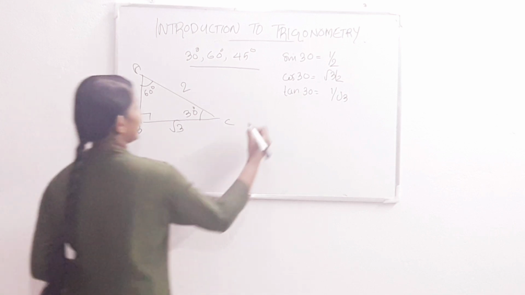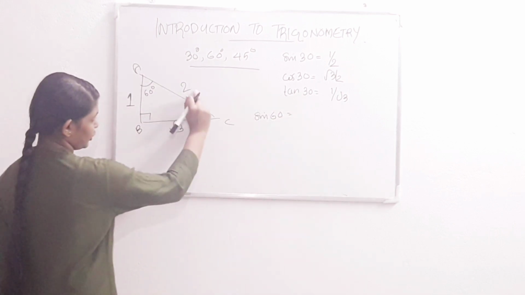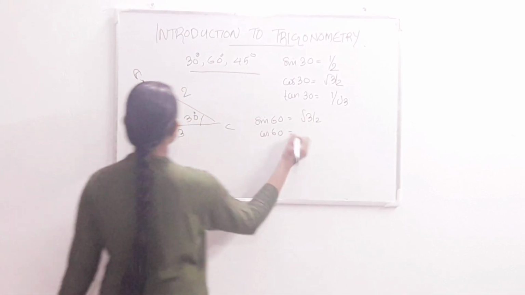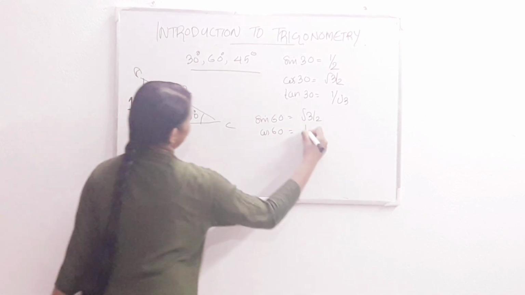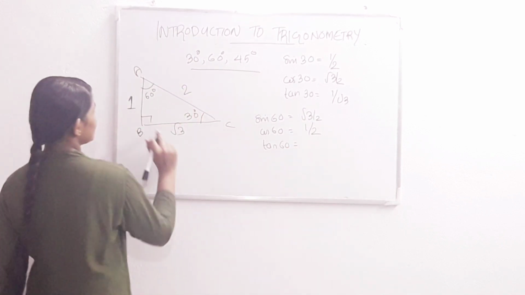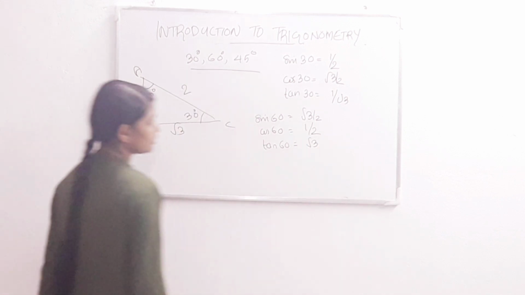Next let us say sin 60. Sin 60 is opposite by hypotenuse, so it is root 3 by 2. What is cos 60? Cos 60 is adjacent by hypotenuse, that is 1 by 2. What is tan 60? Tan 60 is equal to opposite by adjacent, therefore it is equal to root 3 by 1, or root 3. Okay.